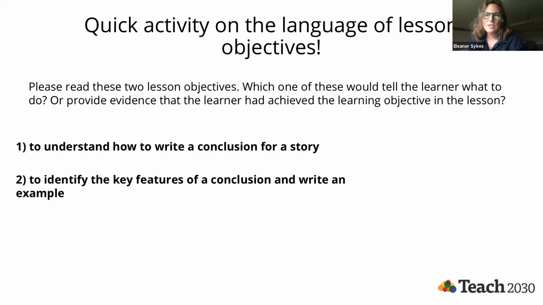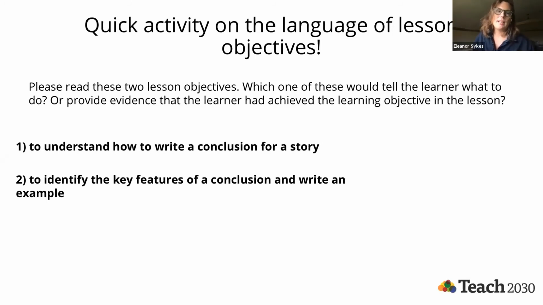But absolutely, Anna Teresa and Emmanuel, thank you very much. You're spot on. Understand is not measurable because we can't be certain they understand. But if we're saying what we want them to do is to identify the key features of a conclusion, you might get them to list that or whatever it is, and then to write an example. That shows you as the teacher they've identified what they needed to do, and they've showed me that they know how to do it. So I know that they have got there.